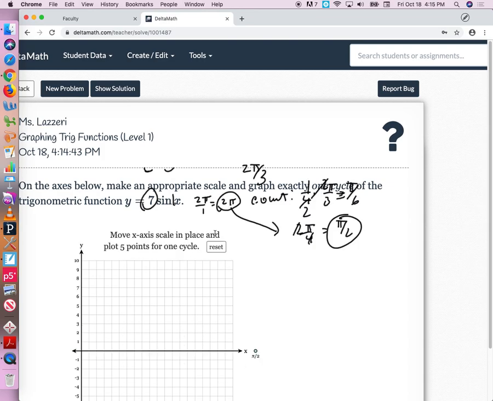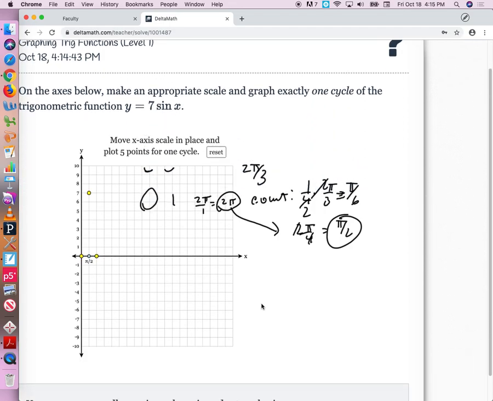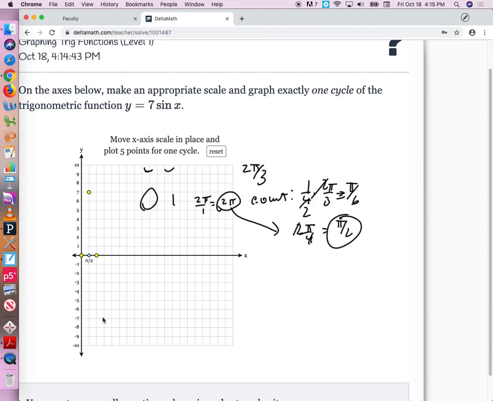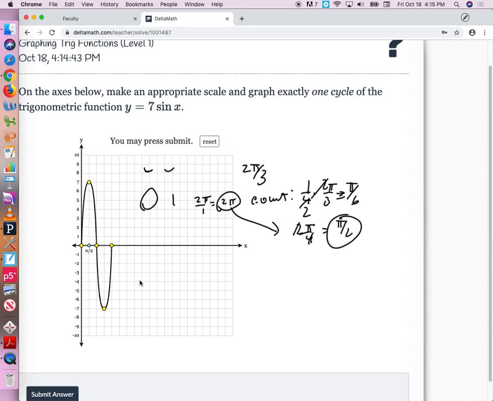All right, so done. Then you can put your first mark wherever you want it. Like I could put it way over here or out here, as long as I'm consistent. So I can call that pi over 2. Now sine starts right on the axis. Then I'm going to go up 7 at this first pi over 2. At the second one, I come back to the middle. Then I'm going to go down 7 at 3 pi over 2, and then come back to the axis, and then submit my answer.